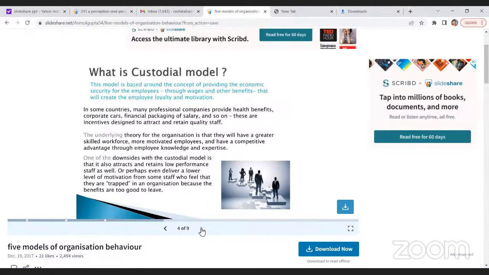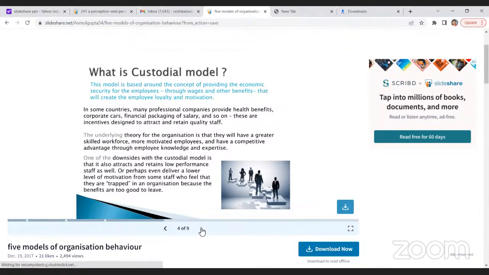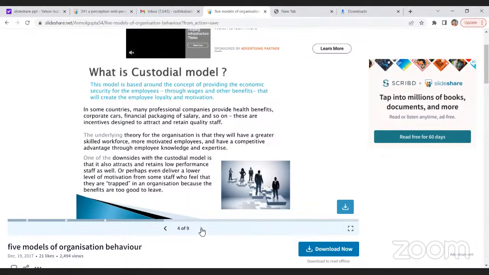Then coming to the custodial model. So this model is based around the concept of providing economic security for the employees. So this is like motivating the employees by giving incentives like salaries, bonus, then some rewards, something like that. They will give these to the employees, and they try to motivate the employees. So in the sense, they find that only these financial factors will have more impact on the behavior of the employees towards the achievement of the goal.